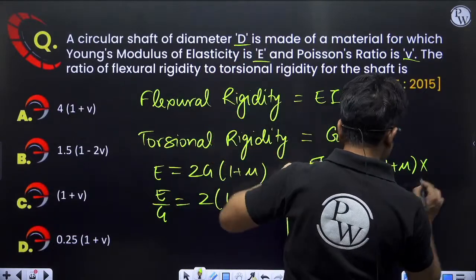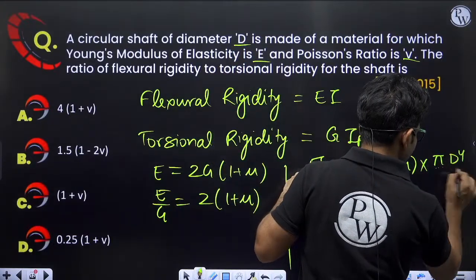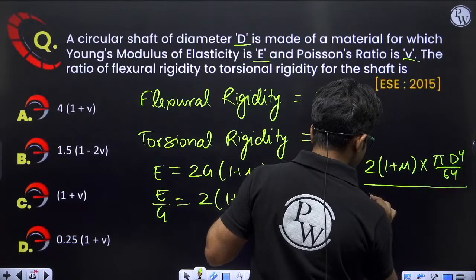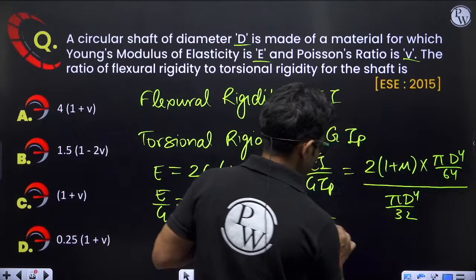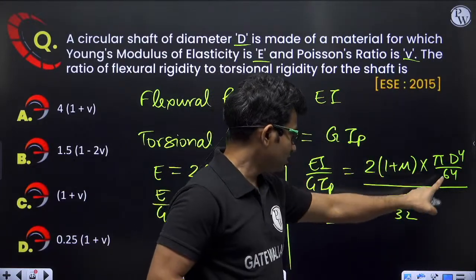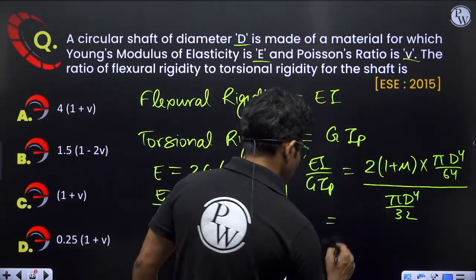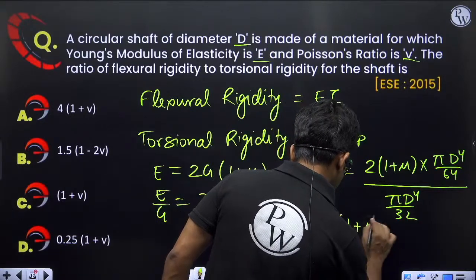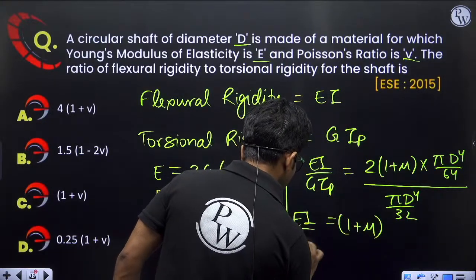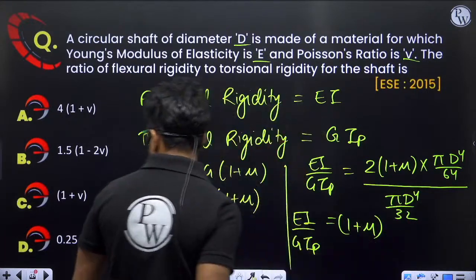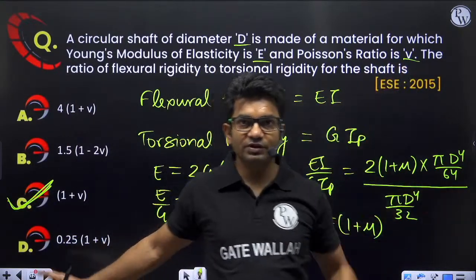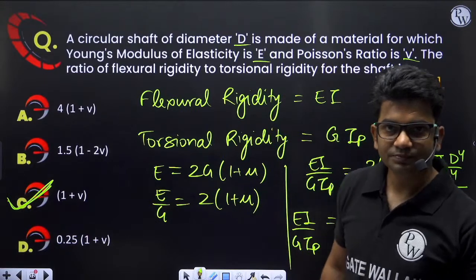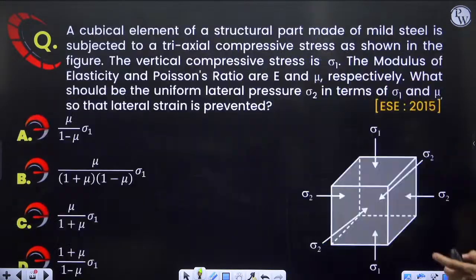So I will be equal to pi d to the power 4 by 64, and IP will be pi d to the power 4 by 32. Here 2 and 2 will be remaining, so this 2 will be cancelled out. We will be left with 1 plus mu only. So EI upon GIP will be equal to 1 plus mu. Here Poisson's ratio is represented by V, so it will be 1 plus V. Clear? Yes, correct.